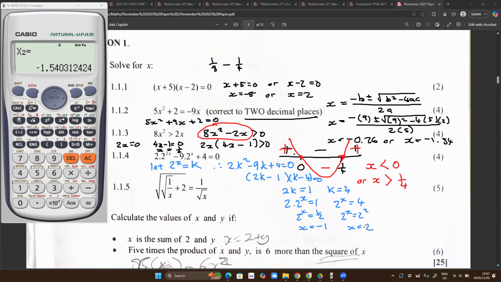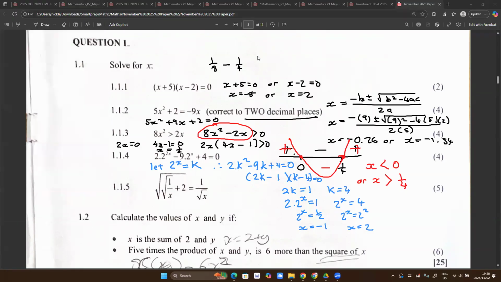Okay, and next one, 1.1.5, we've got a bunch of things here. So I don't see me needing my calculator, so I'm going to get rid of this. And that will allow me then to have a bit of space for 1.1.5, which I'm going to do over here, right? So 1.1.5.